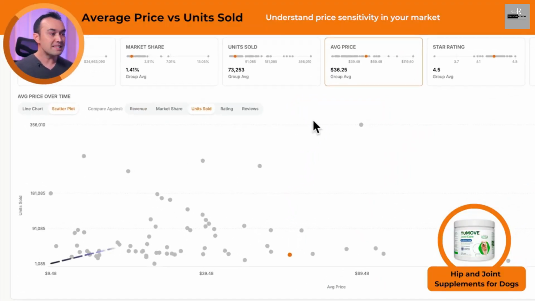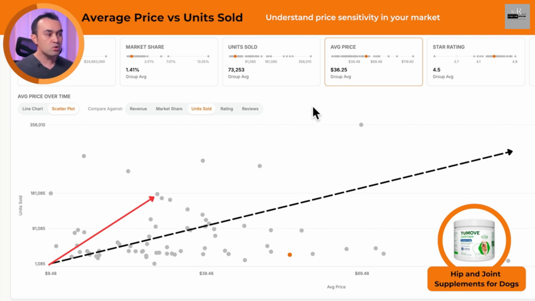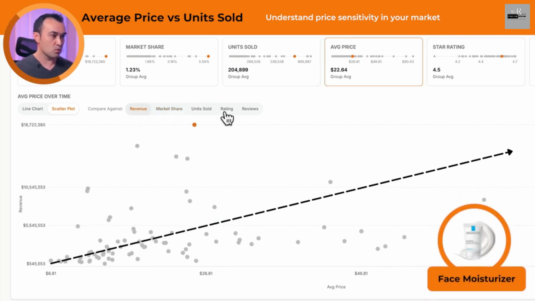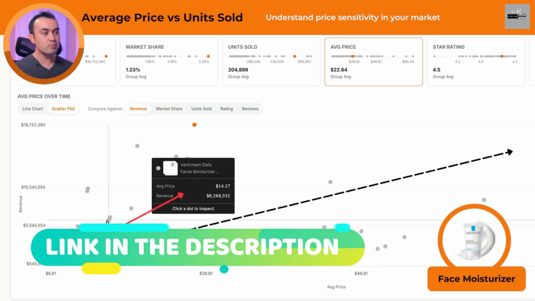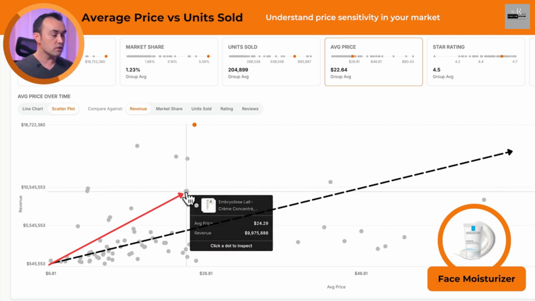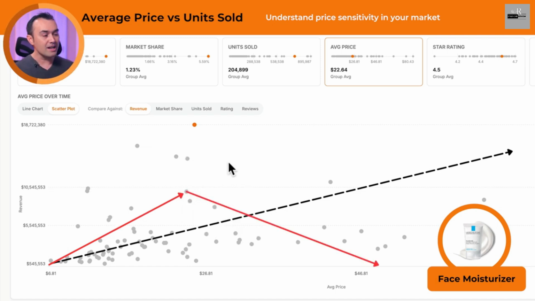But let's contrast this with hip supplements, which is a little different. We can see more products here that have been able to maintain higher sales even at higher price points. Then in this face moisturizer segment, we see many products have successfully increased both sales and their price up to around about $25 before sales start dropping off at higher prices. When you see this kind of negative correlation between price and units sold, it suggests that customers in your market are price sensitive. They're more likely to buy it when prices are lower. This is super valuable information to have about your market when planning your pricing strategy.